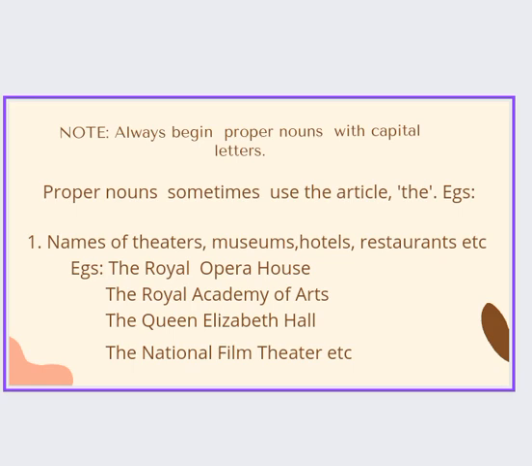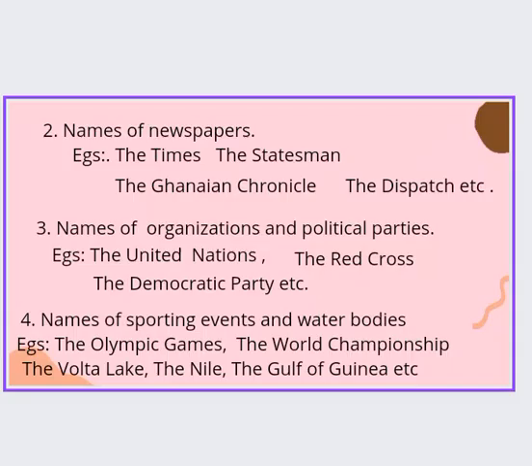The first one is names of theaters, museums, hotels, restaurants, etc. The names of theaters, museums, hotels, and restaurants can also come with the article "the". For example, the Royal Opera House, the Royal Academy of Arts, the Queen Elizabeth Hall, the National Film Theatre. They are all proper nouns bearing the article "the". 2. Names of newspapers. Some newspapers, not all newspapers, bear in mind, come with the article "the". Example, the Times, the Statesman, the Ghanaian Chronicle, the Dispatch, etc.